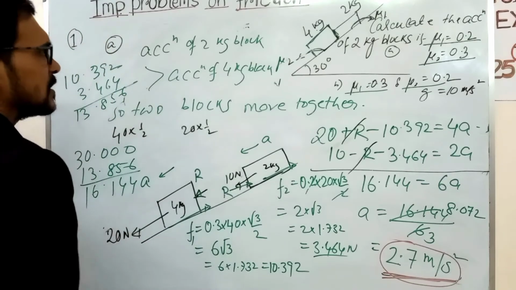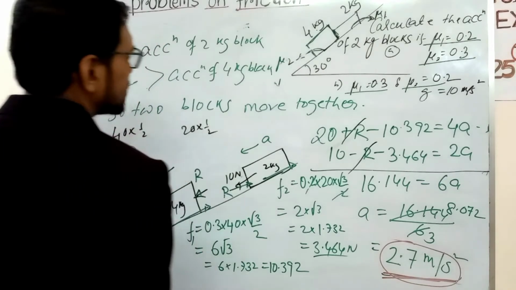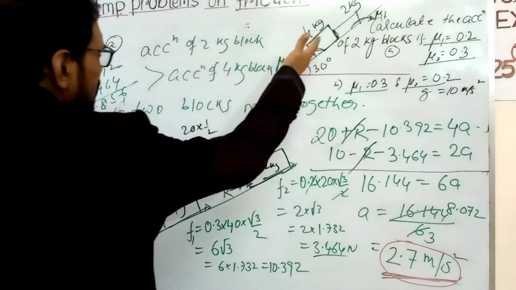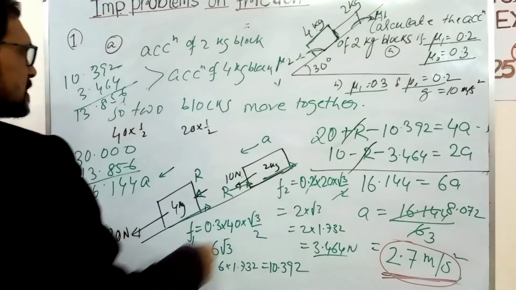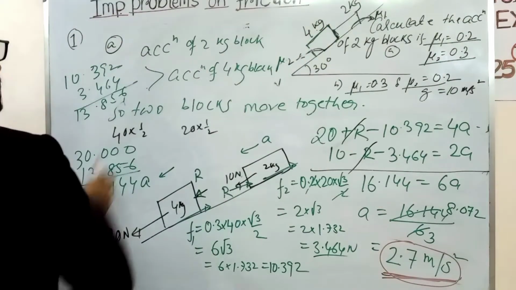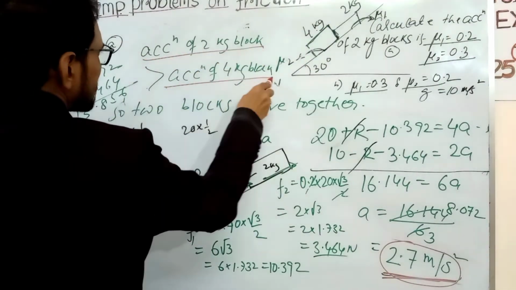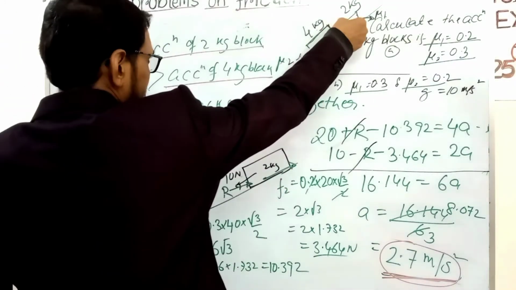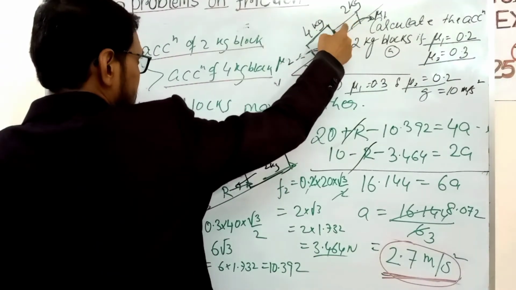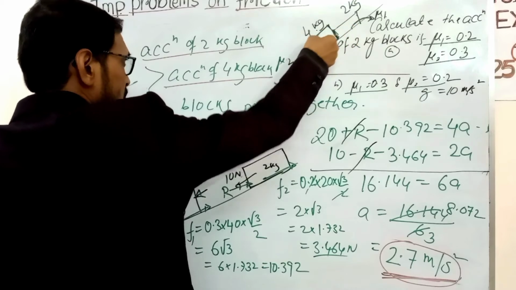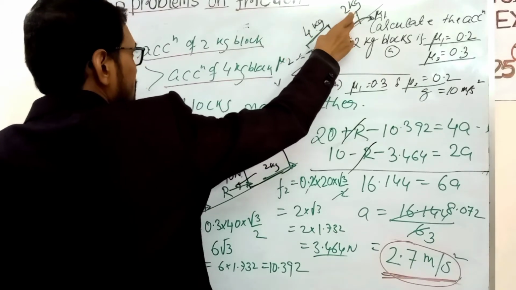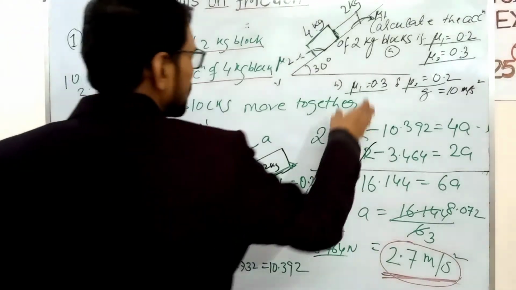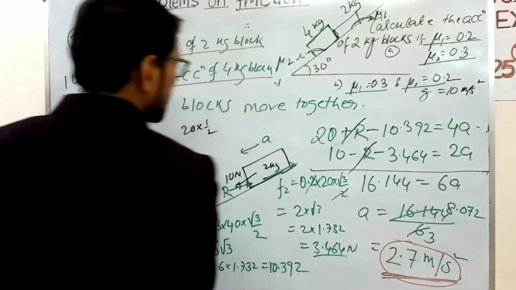This is the answer. So first we check whether the two blocks move together. For that, we first calculate the acceleration of the two blocks separately. If the acceleration of the 2 kg block is greater than the acceleration of the 4 kg block, we consider that the two blocks move together. So now consider the two blocks move together, that is, the acceleration is the same.